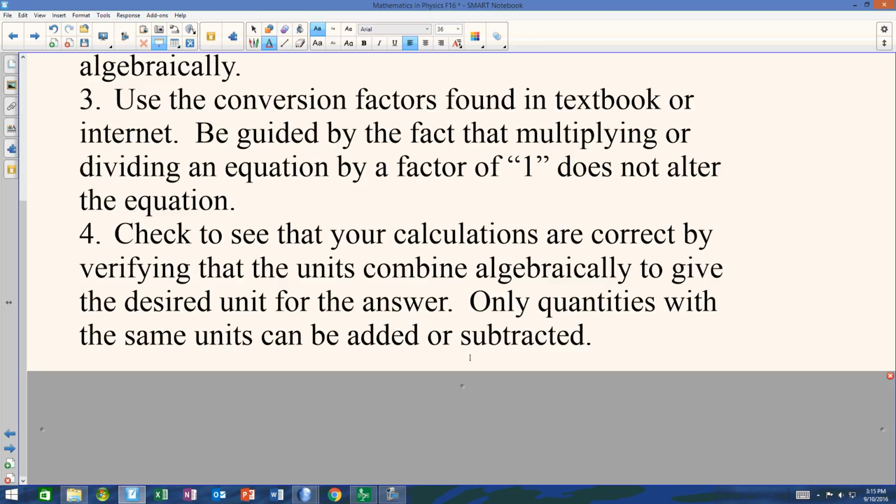Now, here's the trick. Only quantities that have the same units can be added and subtracted. Same thing with vectors. You can only add vectors when they're in the same or anti-parallel direction. Okay, so vectors must be parallel or anti-parallel to add them. You can add them when they're perpendicular, but not numerically. You have to use the Pythagorean theorem and arctangent.